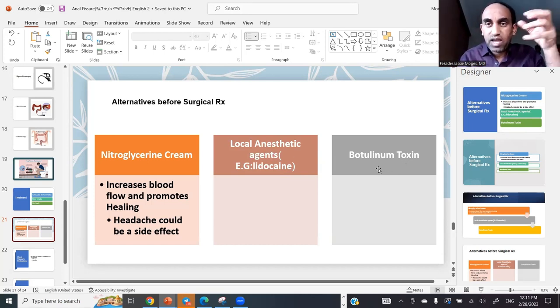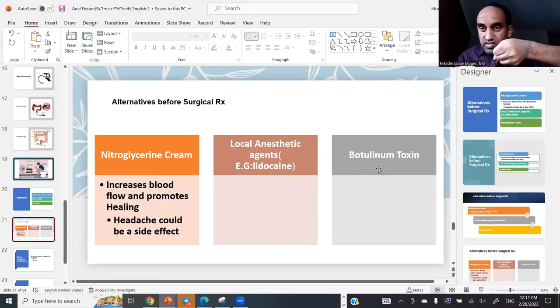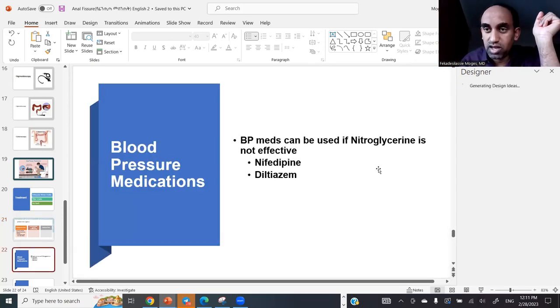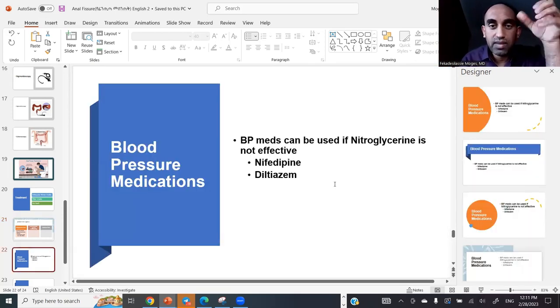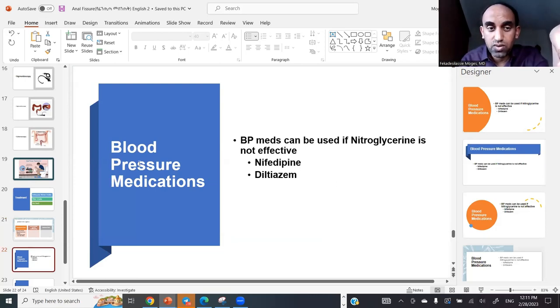Botulinum toxin can be applied because the main reason why people might tend to develop anal fissure is the tightness of their anal sphincter. The sphincter mechanism is so tight that healing gets compromised and delayed. So sometimes we may inject botulinum toxin. If these measures fail, you can also use some blood pressure medications, especially calcium channel blockers. You can use nifedipine or diltiazem, which are both calcium channel blockers.